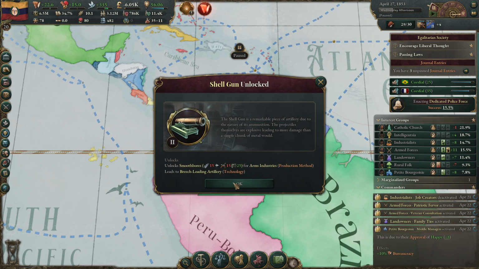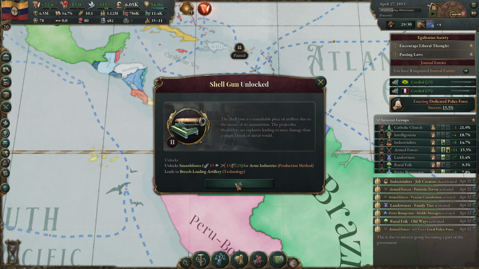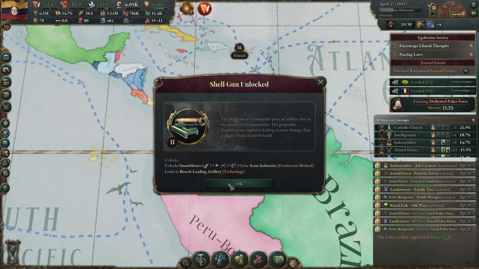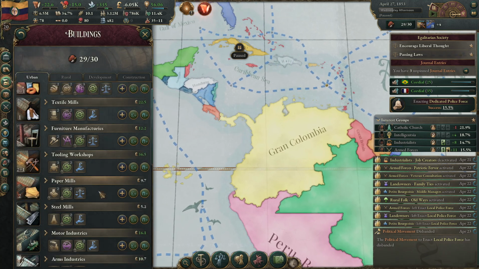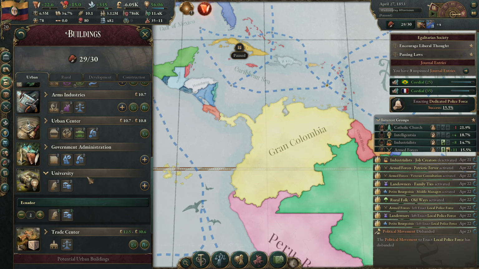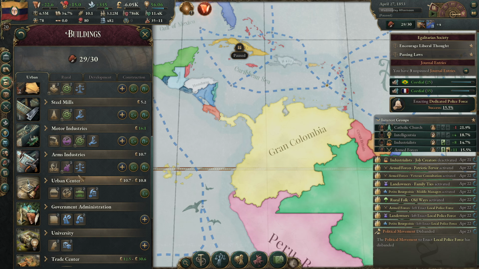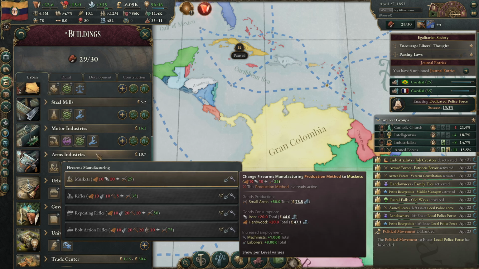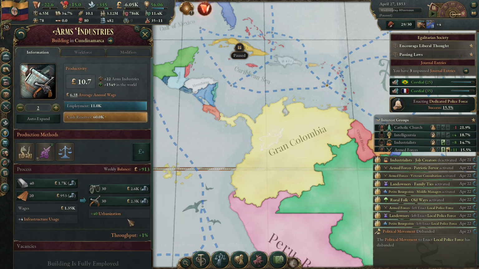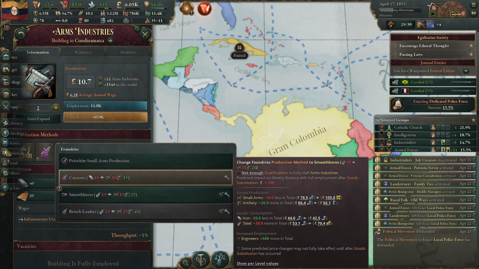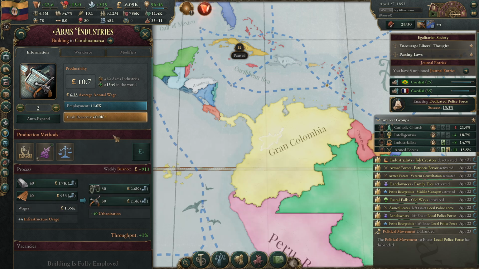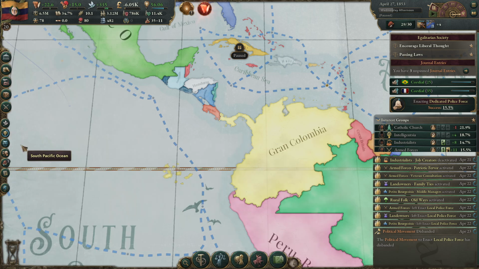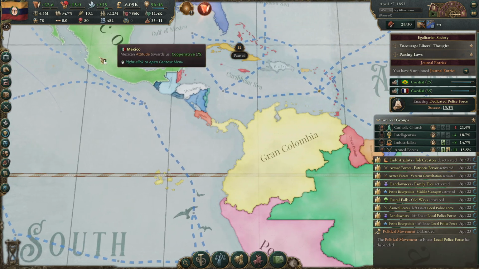Shell guns for the arms industries. We can make more cannons and less small arms. Let's have a look at this. We already have the highest here. So I would love to do this one, but then I also need to get rifles. So getting rifles is also something that I want to get.